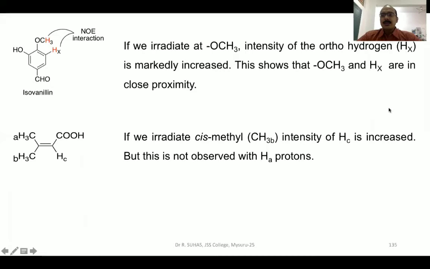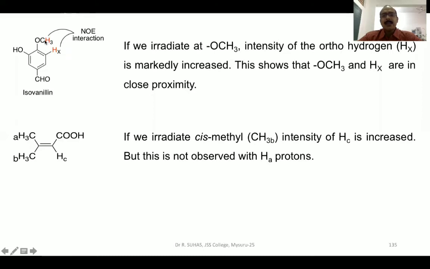Let us look at some examples in order to understand NOE better. So this is isovanillin. In this isovanillin, I will consider these two protons, the methoxy and HX. I want to see whether these two protons are in close proximity with each other or not. So I will double irradiate this methoxy group. When I double irradiate the methoxy group, the signal of HX will be enhanced greatly.